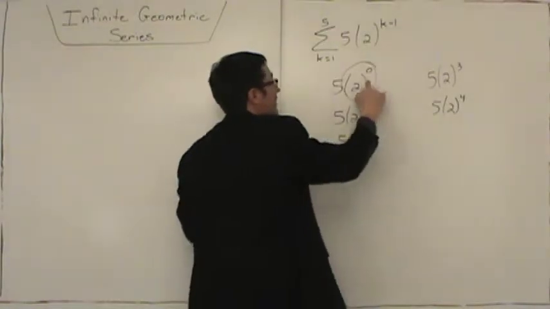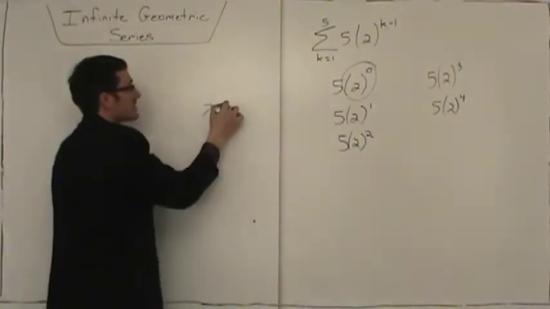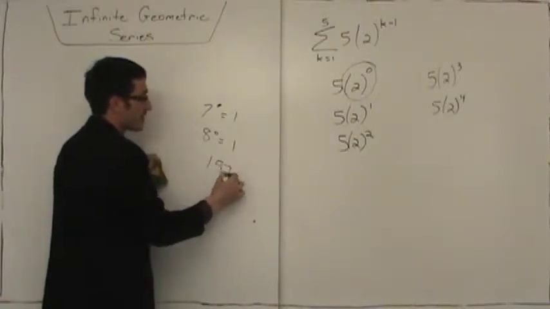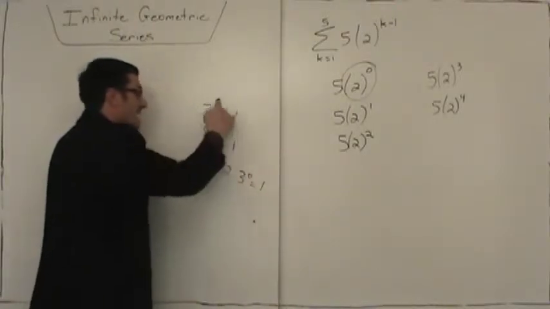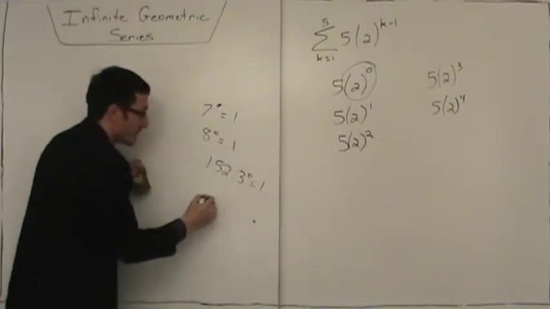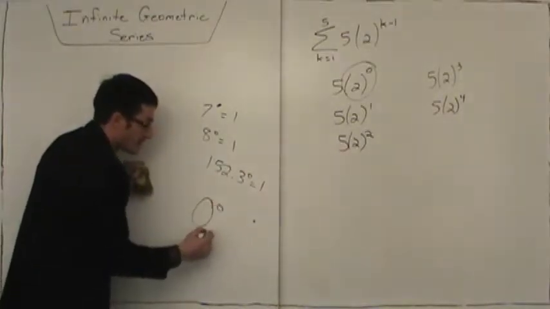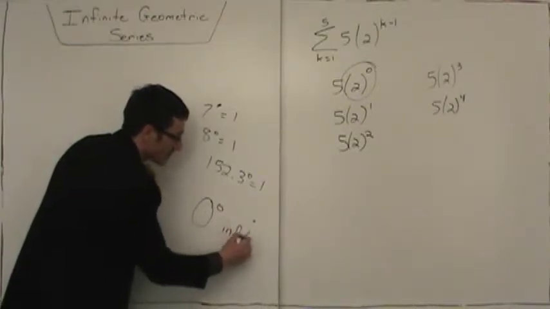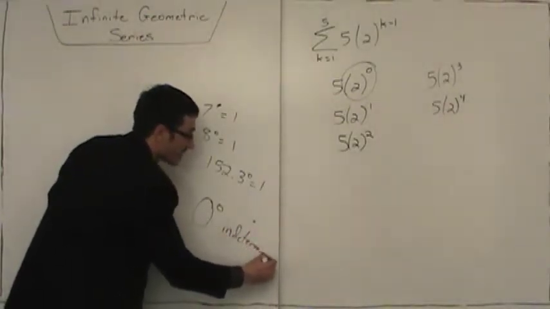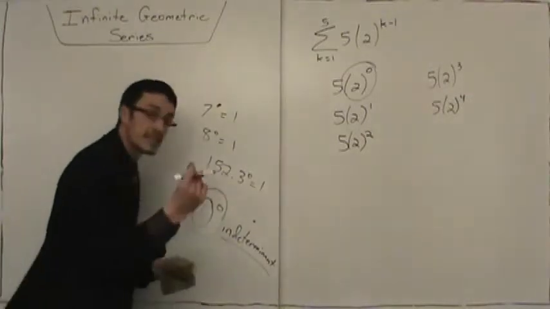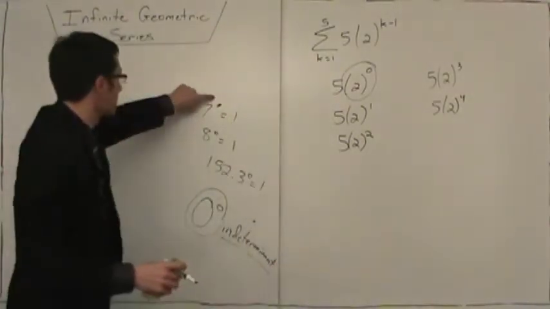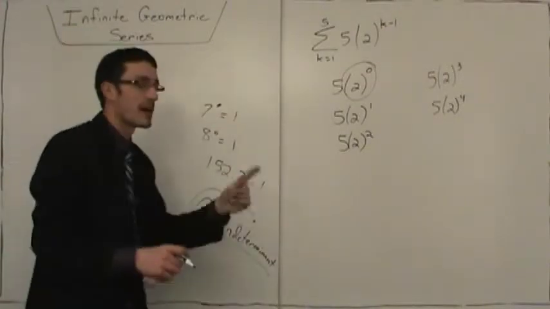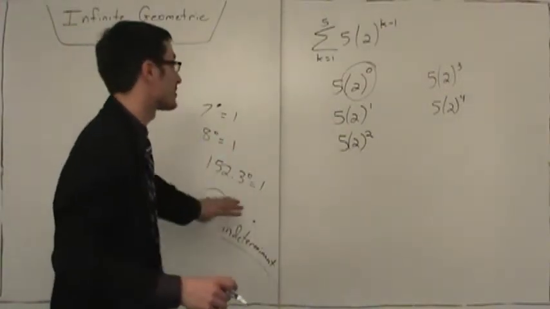2 to the 0, we start with our exponent. Reminding you, 7 to the 0 is 1, 8 to the 0 power is 1, 152.3 to the 0 power is 1. Any number to the 0 power is 1 except for what? 0 to the 0 power is indeterminate. Very important for what's coming. So 0 to the 0th power is indeterminate. Any number to the 0 power is 1 except for 0 itself. Make sure you know this.